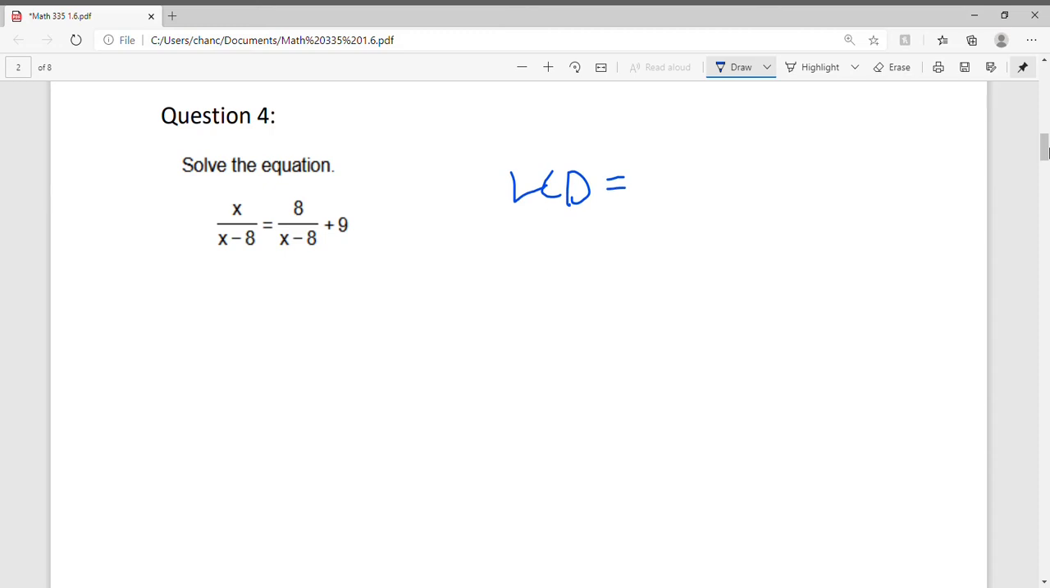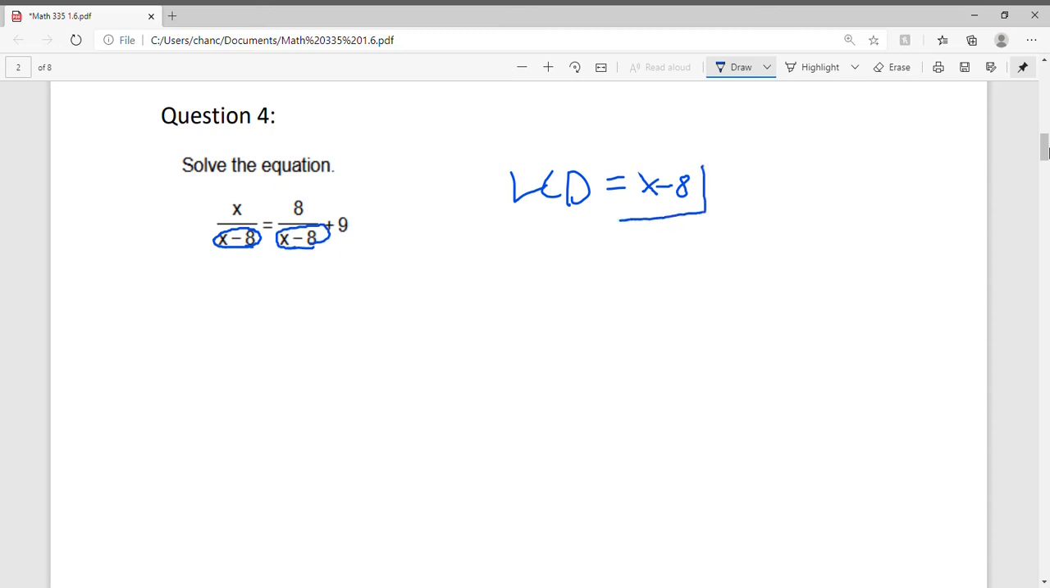Now, what's my LCD? The LCD is the pieces of the denominator. We have x minus 8, and that's it. We don't need two x minus 8s because the LCD has to be divisible by each of the denominators. X minus 8 already divides into x minus 8. I do not need to add any more terms to my LCD.